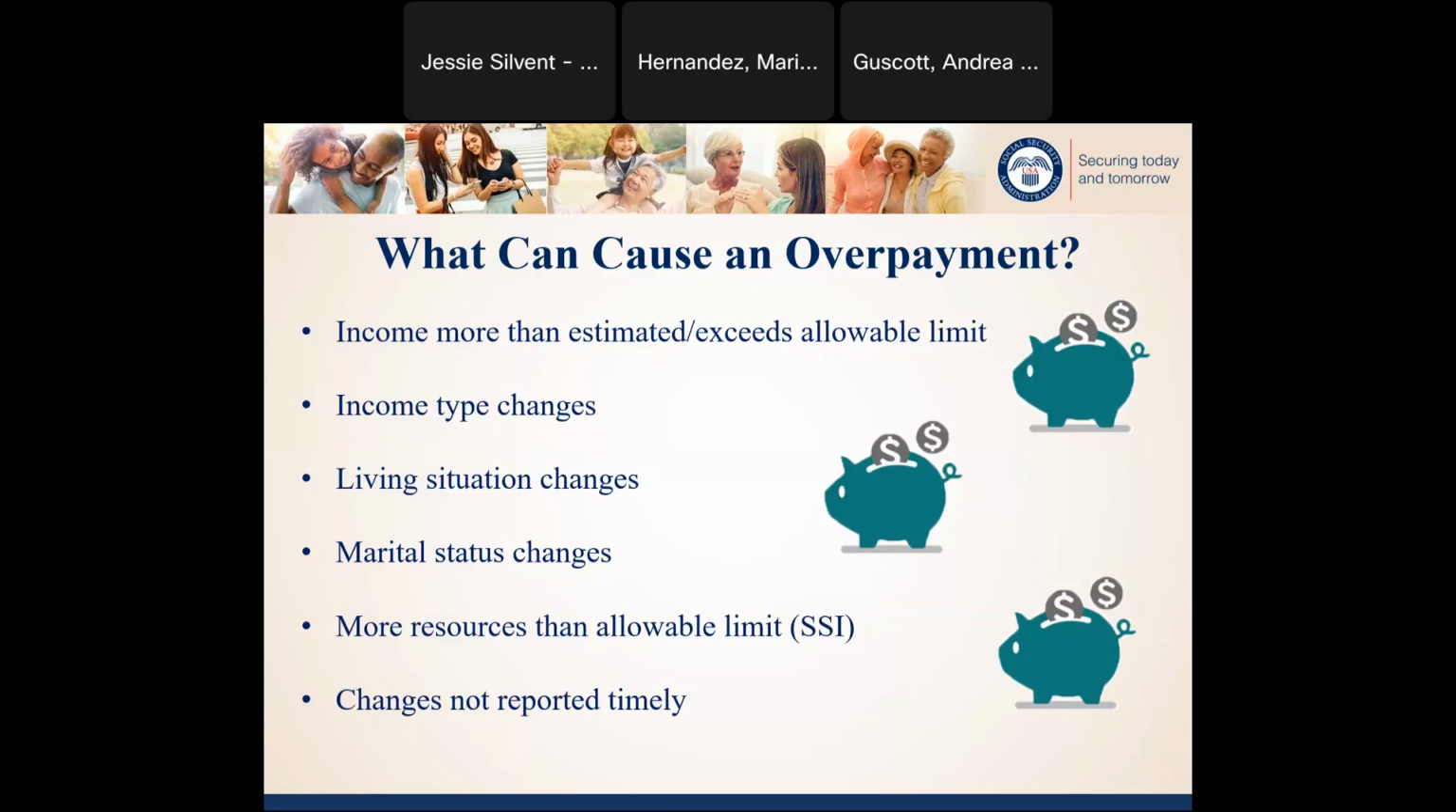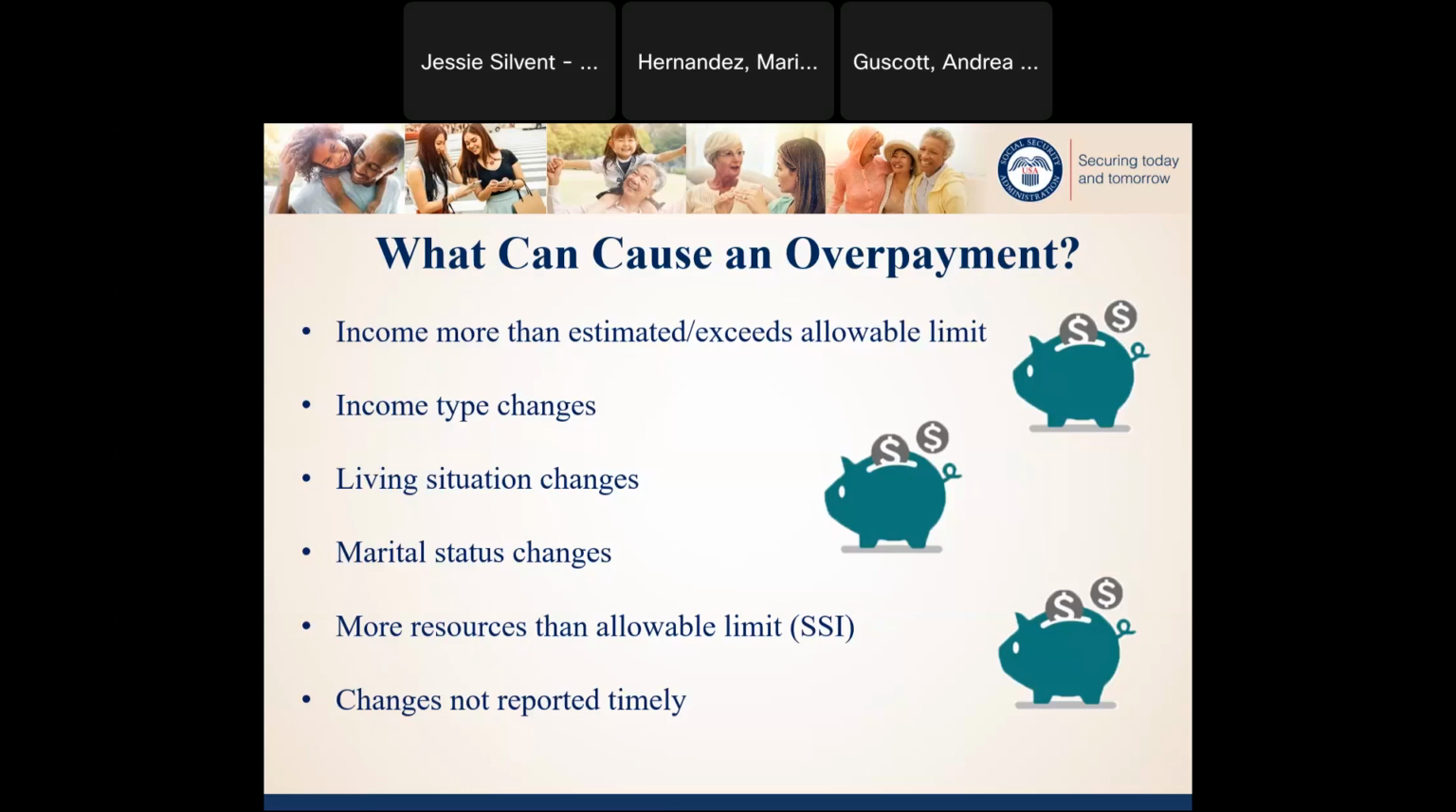Now, living situation changes can also affect the payment amount due to an SSI recipient, as the amount payable is often contingent on whether that person resides in a home they own, if they pay rent, if they are in a facility or nursing home. So that will all affect the amount that they're eligible for from SSI.